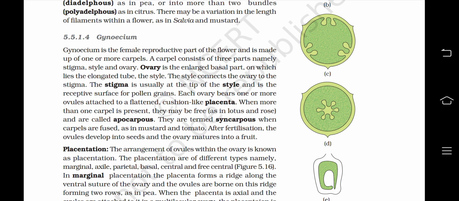Each ovary bears one or more ovules attached to a flattened cushion-like placenta. When more than one carpel is present, they may be free, as in lotus or rose, and are called apocarpous. They are termed syncarpous when carpels are fused, as in mustard and tomato. After fertilization, the ovules develop into seeds and the ovary matures into a fruit.